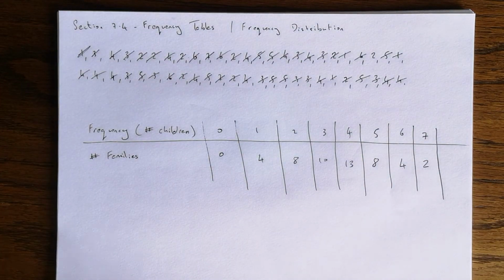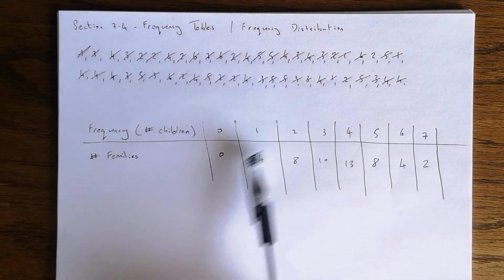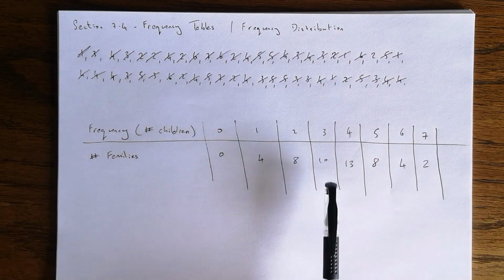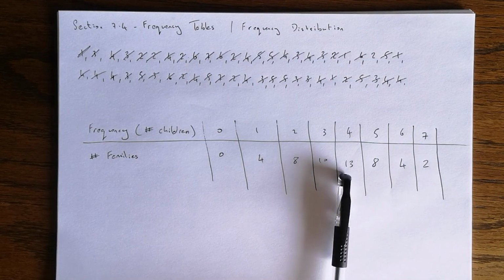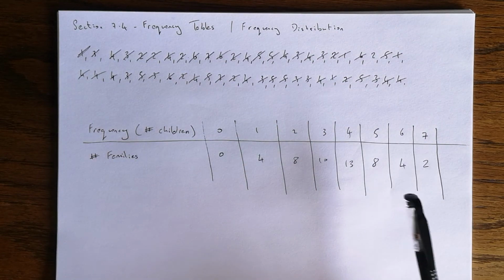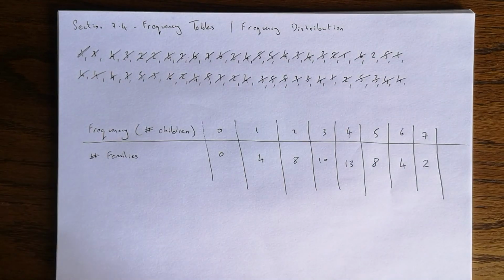So now you can see when I put it into this frequency table or frequency distribution, it's much easier to use. I can see straight away that 4 families had 1 child, 8 families had 2 children, 10 families had 3 children, 13 families had 4 children, 8 families had 5 children, 4 families had 6 children, and 2 families had 7 children. So it's much easier to use.